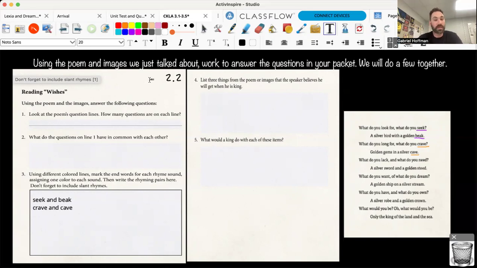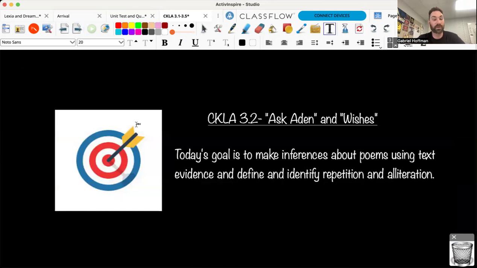Again, if you want to pause the video now and do that before you move on to the next part, you can. Or you can watch the rest of the lesson and move on to the last part. I want to go back to our goal, which was to make inferences about poems using text evidence and define and identify repetition and alliteration.